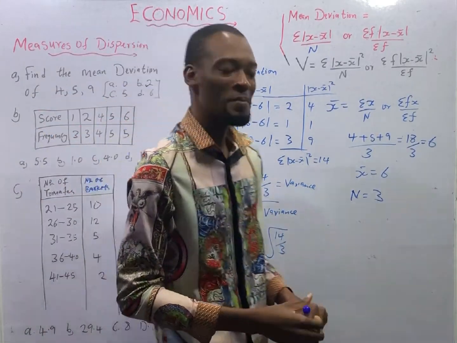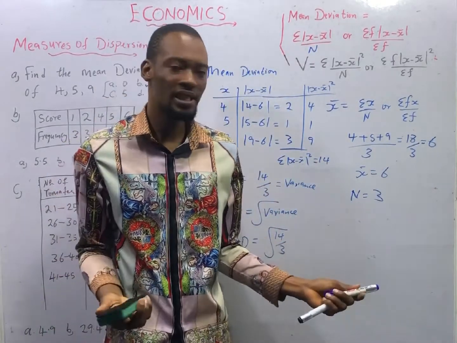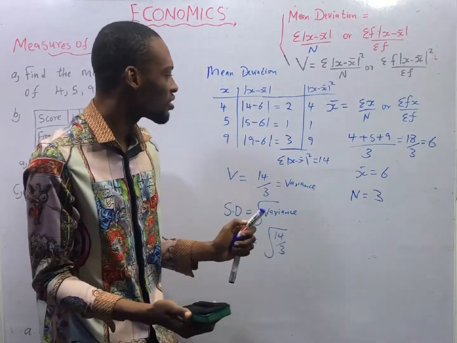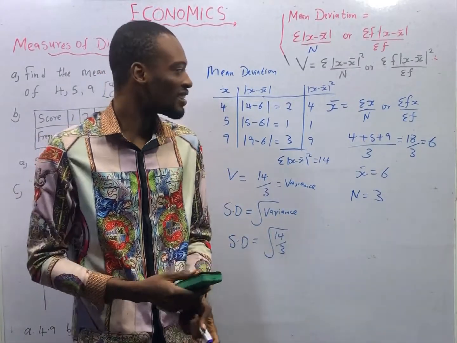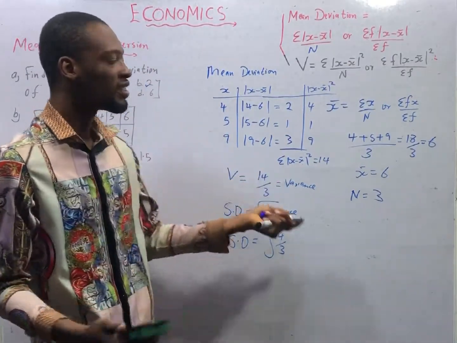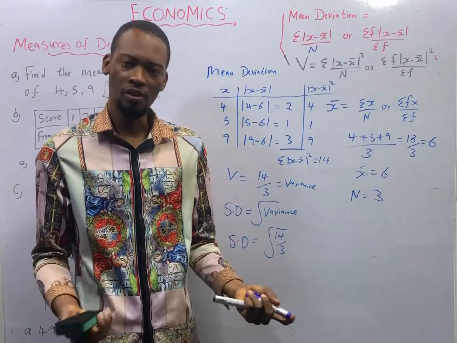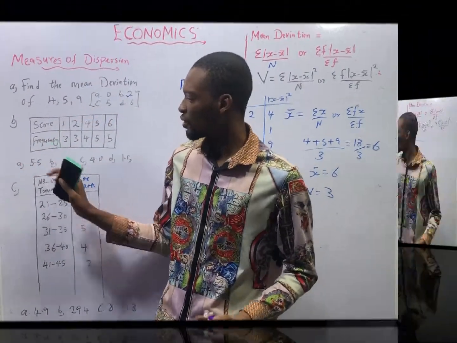So, mean deviation, variance, and standard deviation, they are pretty similar steps. For each of the questions, you see that we are finding the mean deviation, we are finding the variance, and we are finding the standard deviation. So all these are for ungrouped data. What if the data is grouped or in a table? What do we do? Now let's look at question B.